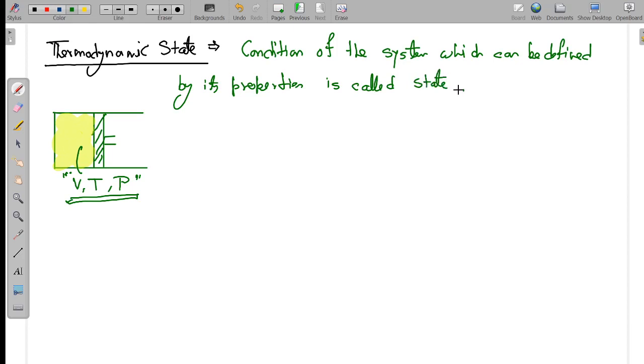Okay, now after state, what do you mean by process? Let us just consider I have started heating this arrangement. Somehow I am giving heat energy. So what will happen? The pressure inside this cylinder will increase. As the piston is free to move, the piston will move outwards. Let us consider that the final position of the piston is this one.